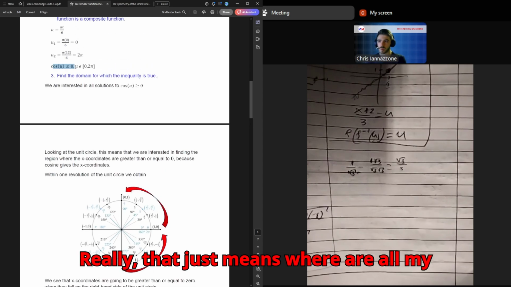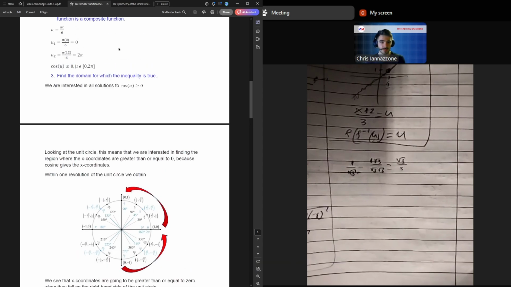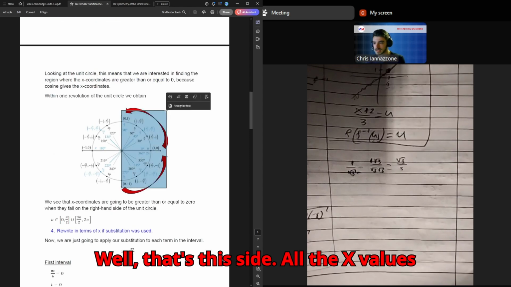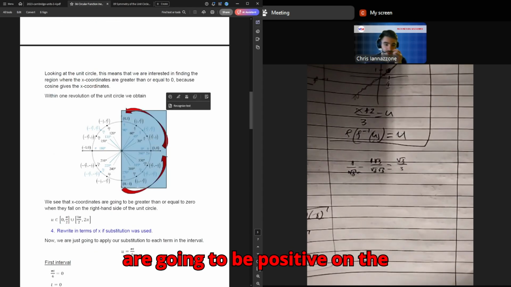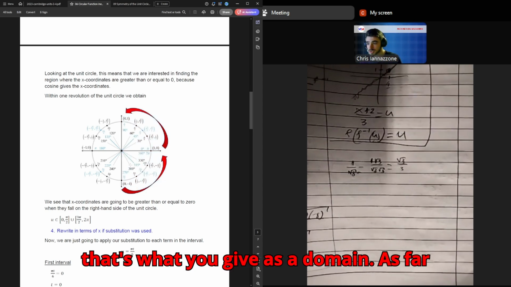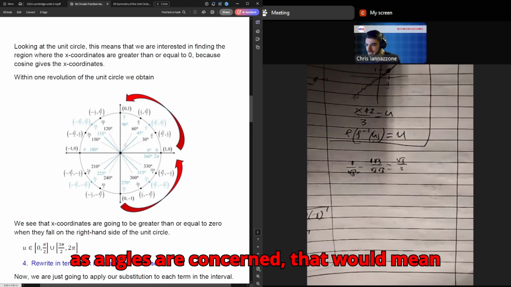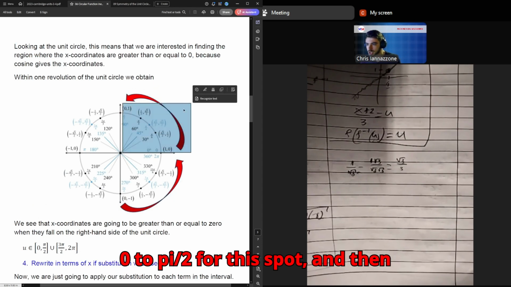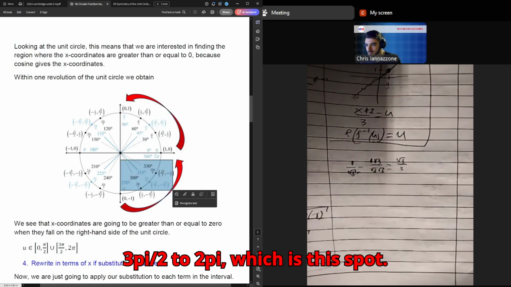Really, that just means, where are all my x values positive? Well, that's this side. All the x values are going to be positive on the right-hand side of your unit circle. So that's what you give as a domain. As far as angles are concerned, that would mean 0 to pi over 2 for this spot, and then 3 pi over 2 to 2 pi, which is this spot.